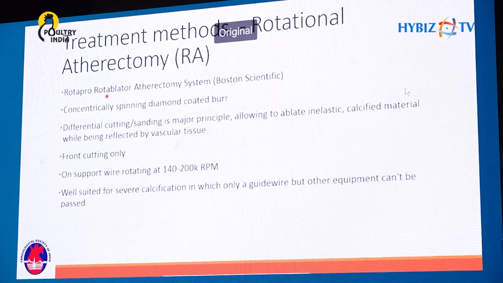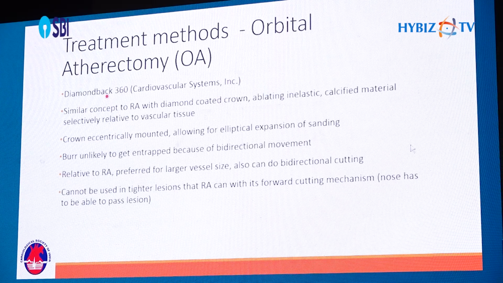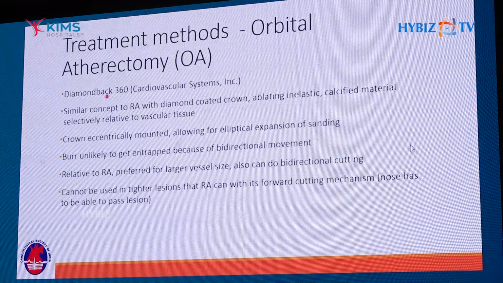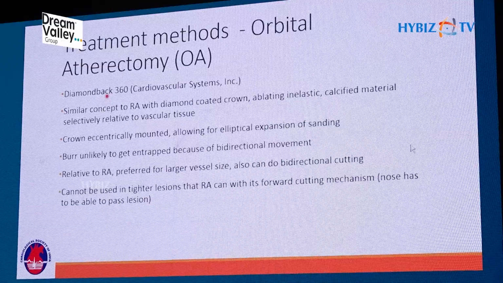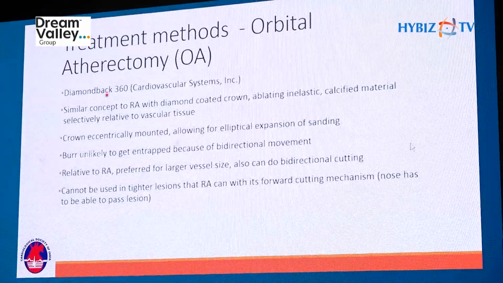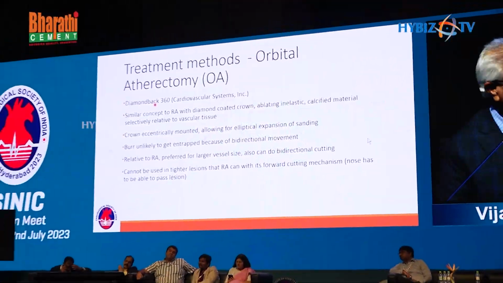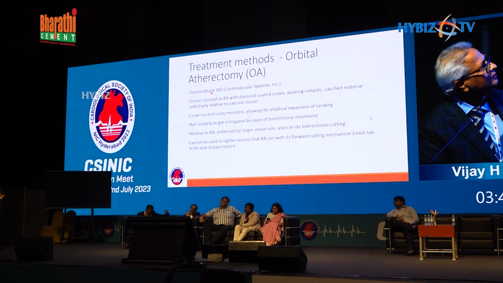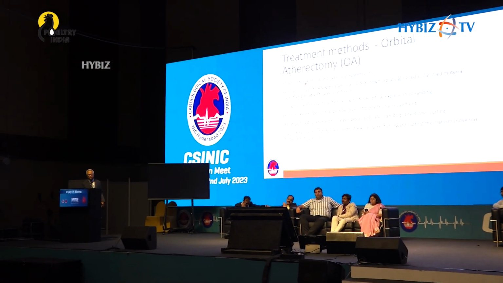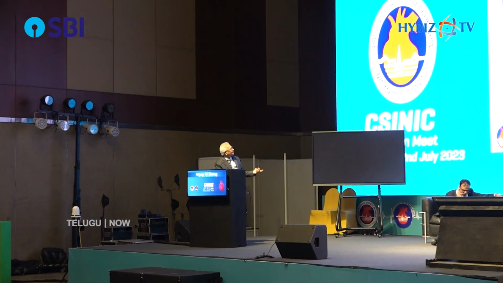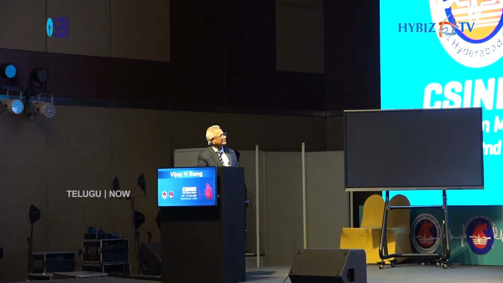Neointimal hyperplasia. So we know rotational atherectomy. The only thing to be remembered is that when you use rotational atherectomy, you must do imaging and find out whether wire bias is favorable or unfavorable. If it is unfavorable, then rotational atherectomy is of no use. Then we can switch over to other modalities of atherectomy. So what is the other modality? Orbital atherectomy.